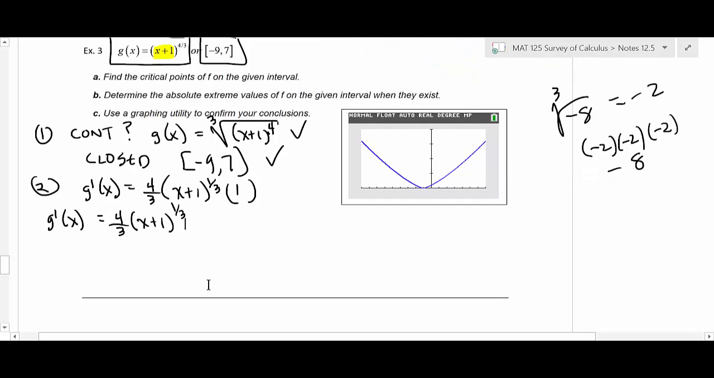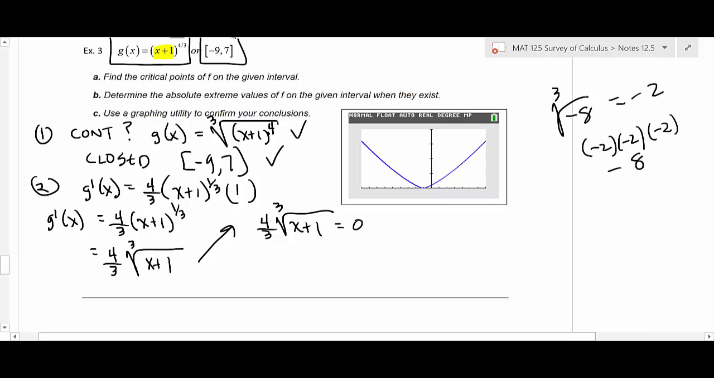Okay, like that. Now I'm going to go ahead and write that as 4/3 times the cube root of x plus 1. A 1/3 power is a cube root. It's the same thing. Okay? So now, what you want to do is set that equal to 0, and then we want to solve this equation. So we have 4/3 times the cube root of x plus 1 equals 0.